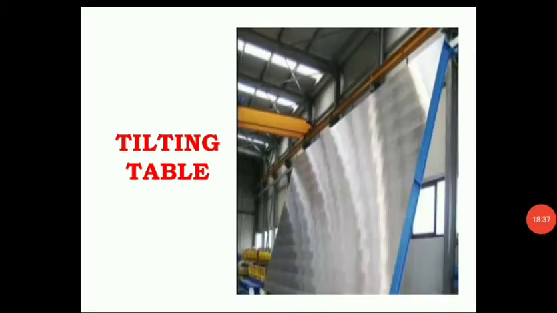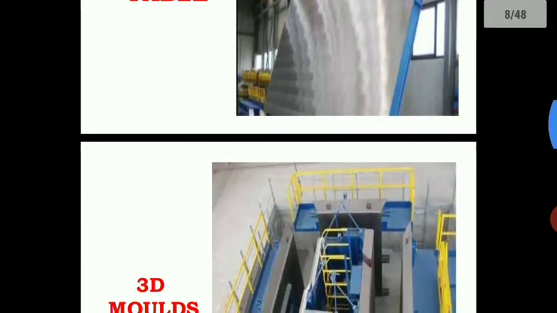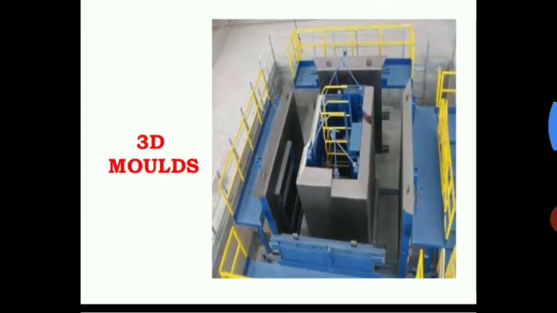So this is all about the tilting table. In these tilting tables, as we have discussed, they are designed for the horizontal manufacture of solid walls and large area reinforced precast elements of different dimensions. And then moving to the next part, that is 3D molds.